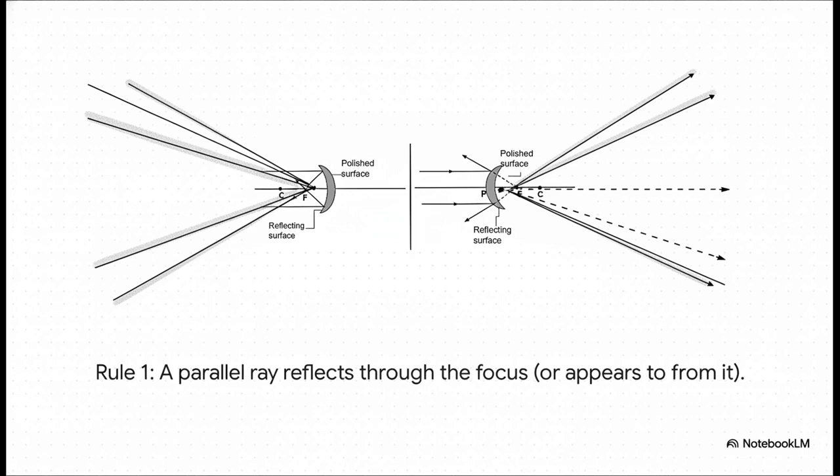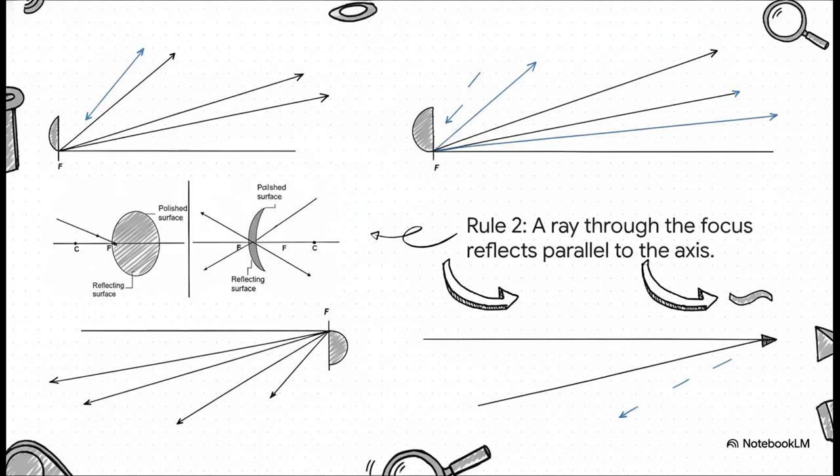Now look over at the convex mirror. For that one, the ray bounces off as if it came from the focus point that's behind the mirror. And rule number 2, it's just the perfect reverse of rule 1. If a light ray passes through the focus before it hits the mirror, it's going to bounce off perfectly parallel to the axis. See? These first 2 rules are like a perfect logical pair.